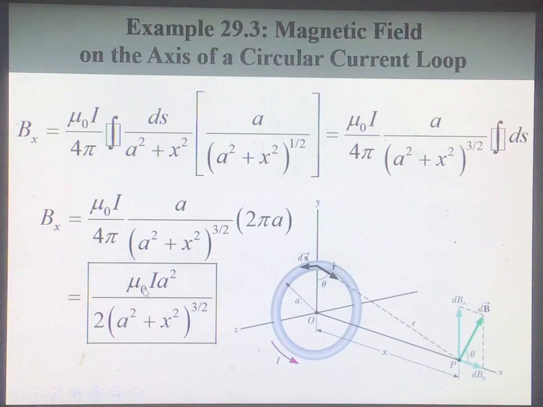This makes a lot of sense because if you look at this setup, you can see that the current is pointing in the counterclockwise direction, and so by the right-hand rule, the magnetic field is going to be pointing in the x direction because the current is flowing counterclockwise. So again, the right-hand rule tells me that when I calculate the magnetic field, I only need to focus on the component that is pointing in the x direction.